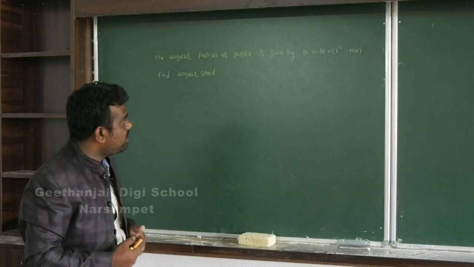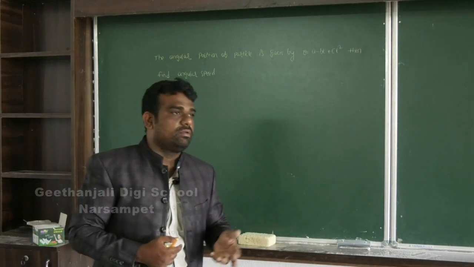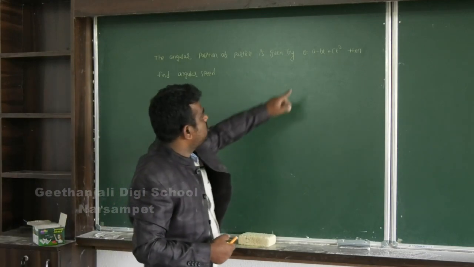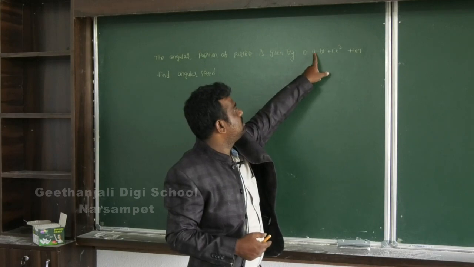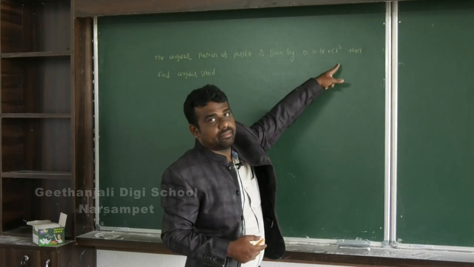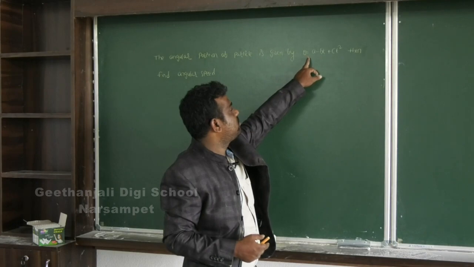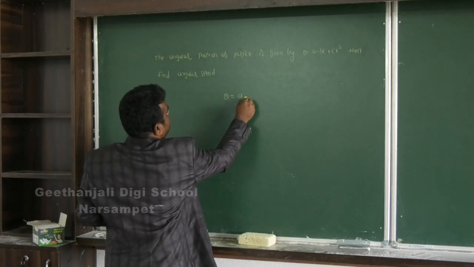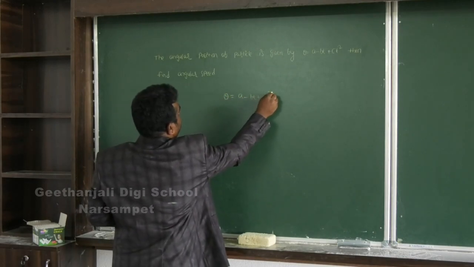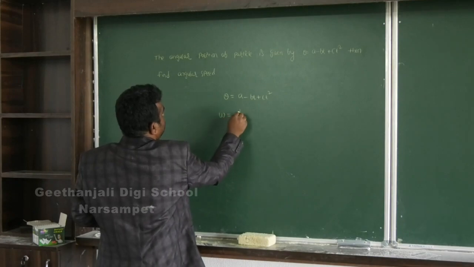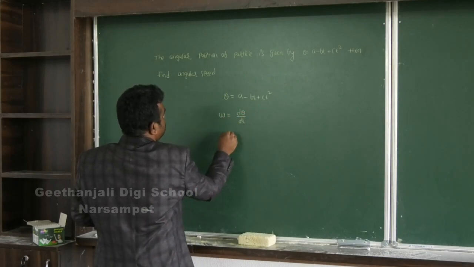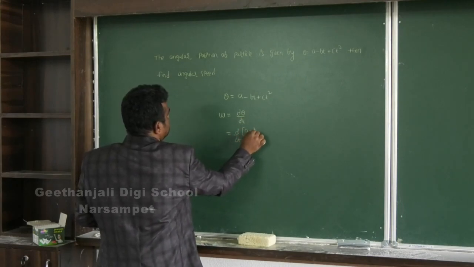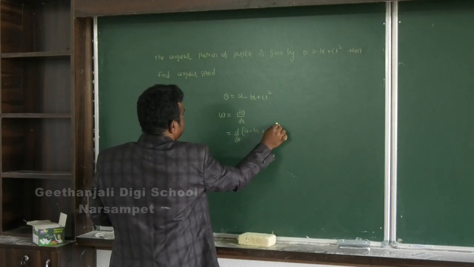So here we have to find instantaneous angular speed. Because the position of the particle changes, the position of the particle depends upon time. So by using this relation you can find out the instantaneous angular speed. So theta is equal to a minus bt plus ct square. Now instantaneous angular speed is equal to d theta by dt. So that is d by dt of the angular position, a minus bt plus ct square.